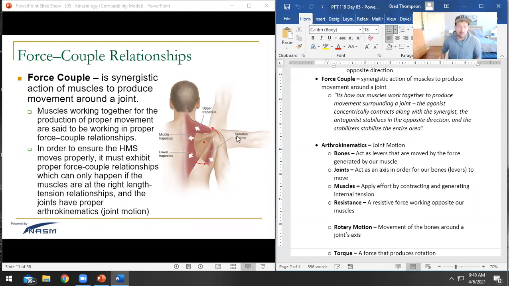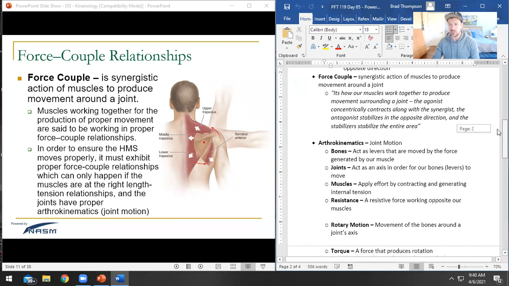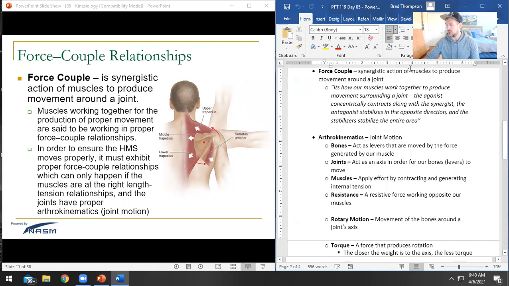So the next thing we've got to look at is our force couples. But any questions on that last part? Force velocity curve, stretch shortening cycles, anything like that? Okay. So let's look at force couples here.